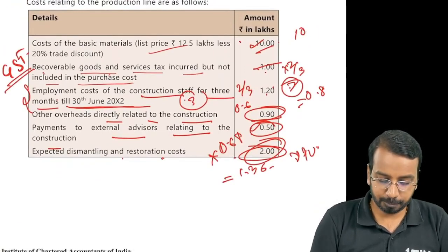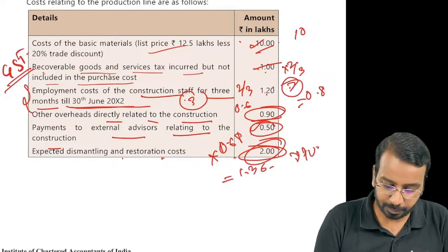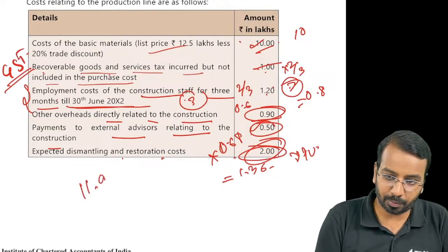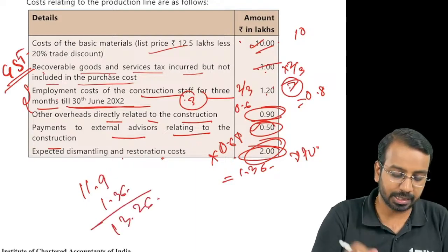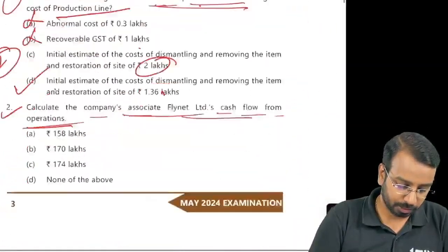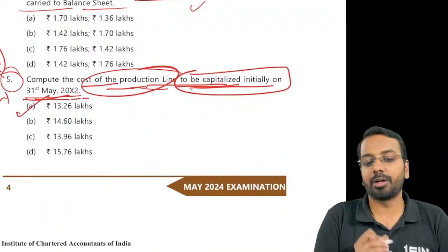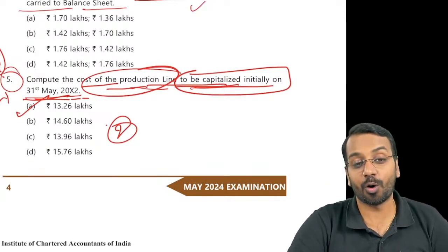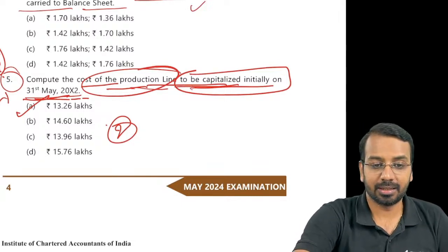So 10 plus 0.8, 10.8, plus 0.6, 11.4, plus 0.5, 11.9, plus 1.36, 13.26 is the answer. So for the fifth question, the answer is option number A, 13.26. So here also you can score 2 marks. Even if you want, you should not be losing marks in this question, right? I hope it's clear.